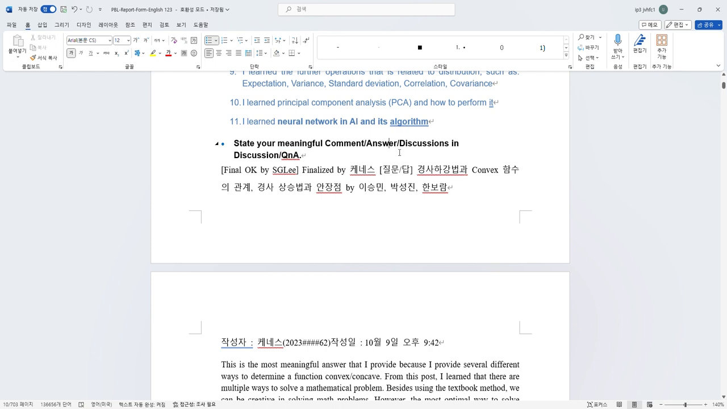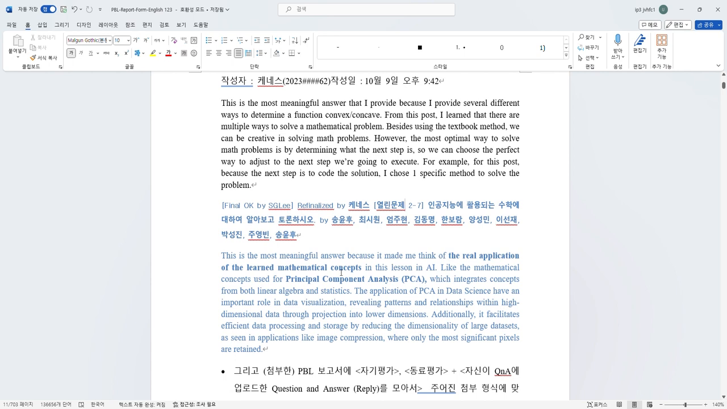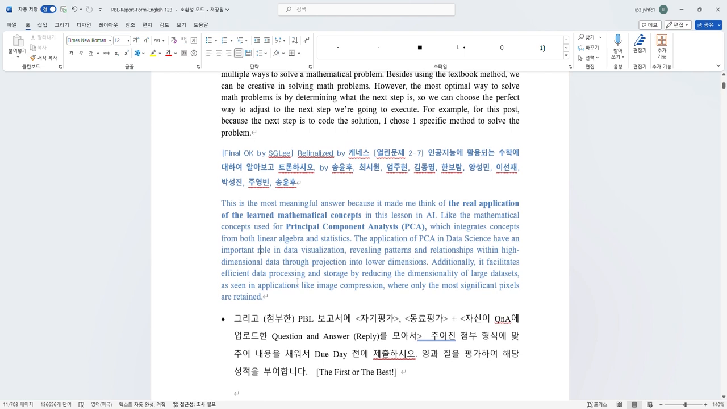The most meaningful discussion that I had for the semester is this one, where I searched for the utilization of math in the AI universe. I looked at principal component analysis, which integrates concepts from both linear algebra and statistics. And I also discovered that the application of PCA in data science has an important role in data visualization, revealing patterns and relationships in higher dimensional data through projection into lower dimensions. Additionally, it facilitates efficient data processing and storage by reducing the dimensionality of large data sets, as seen in applications like image compression, where only the most significant pixels are retained.